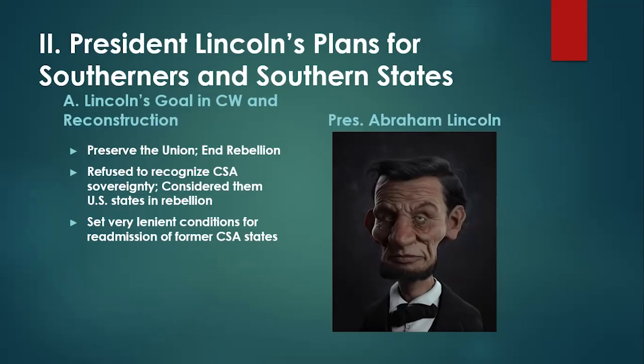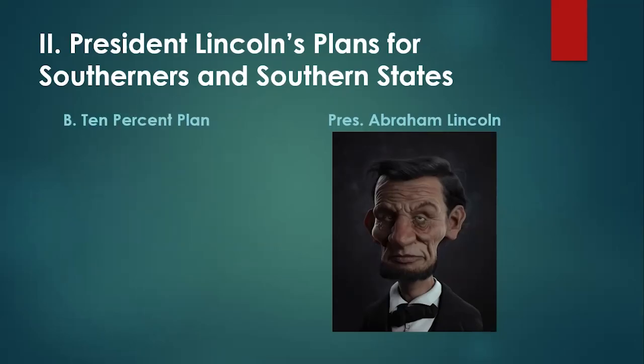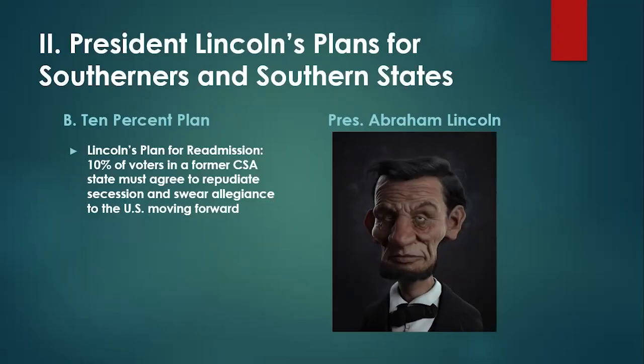Okay, so Lincoln's plan for readmitting the Southern states was what we call the 10% plan. So this was a plan in which he required 10% of voters in Confederate states to agree to give up secession, to repudiate the secession, and to swear their allegiance to the United States moving forward.